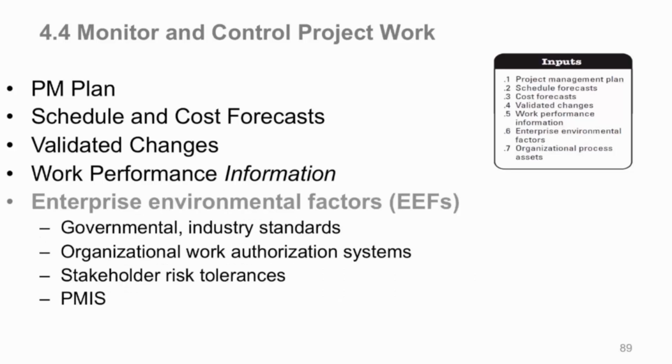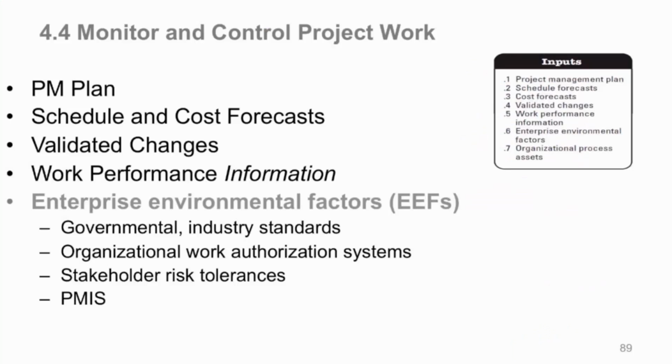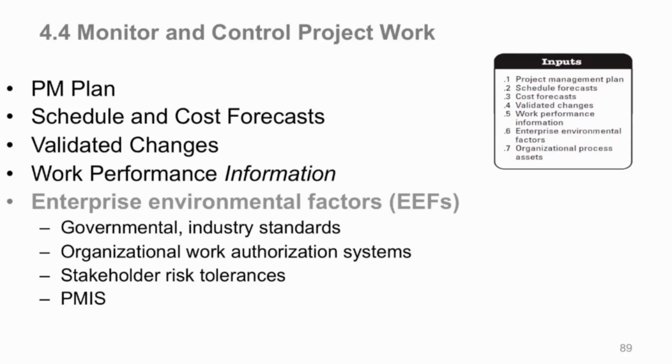Industry standards, government standards, which you have no control over, remember. They may have an impact, help you monitor and control work, give you a different aspect of things. Your work authorization systems, again, are a factor that you need to consider when you're controlling the work because they may impact you with the people that you're authorized to use. Again, stakeholder risk tolerances. As you see your raw data come in, you may see risk trends that you want to talk to your stakeholders about. Is that acceptable to you or whatever? And of course, your project management information system helps you monitor, control, and automate some of these functions.